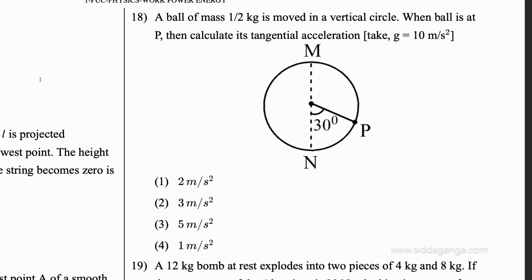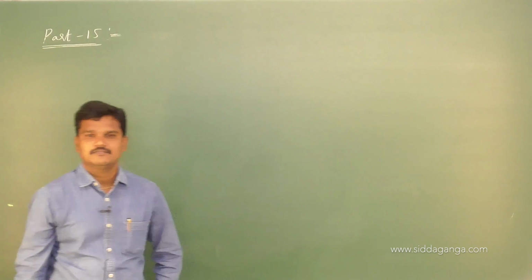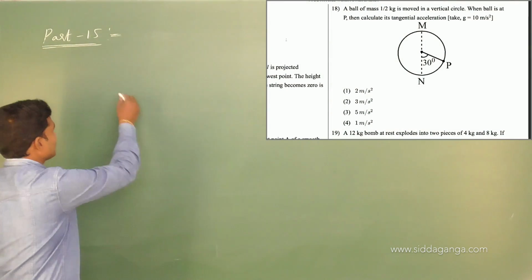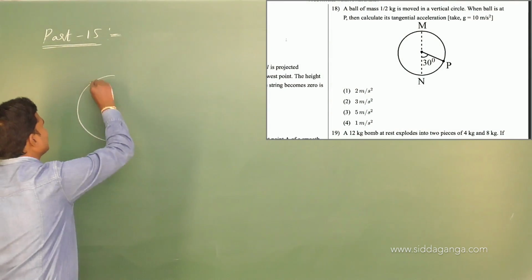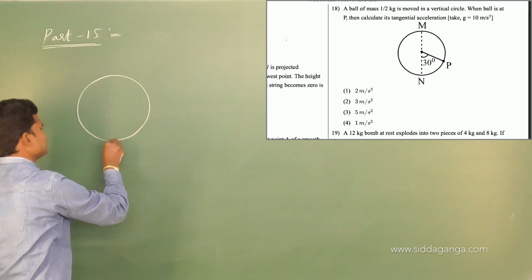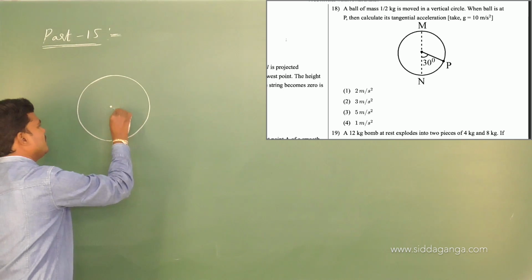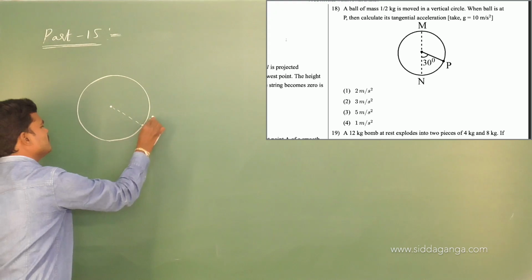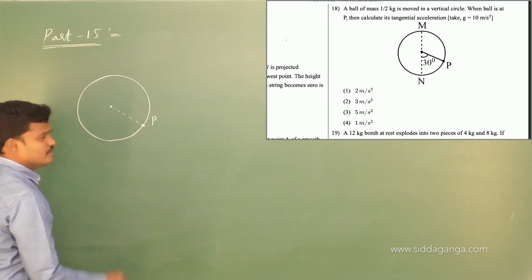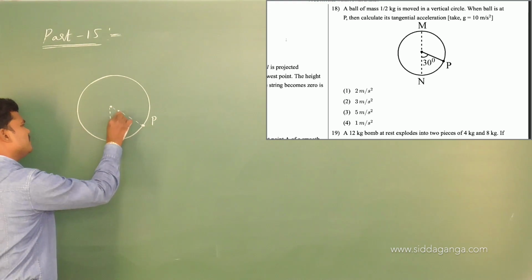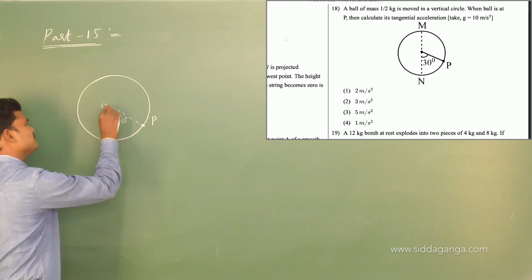A ball of mass half kg moves in a vertical circle. When the ball is at a point P, calculate its tangential acceleration. Very simple. The ball is moving along the circumference of the circle like this. At any instant of time, P is the position of the ball. It makes an angle of 30 degrees.